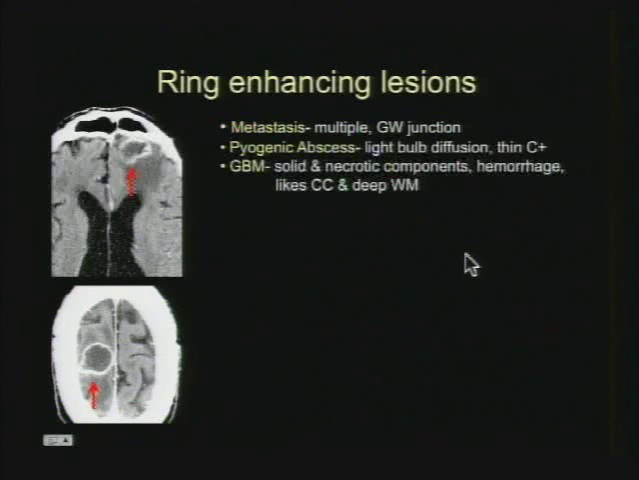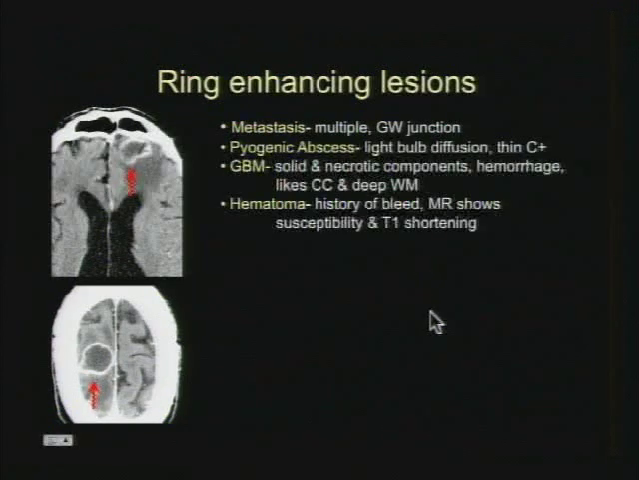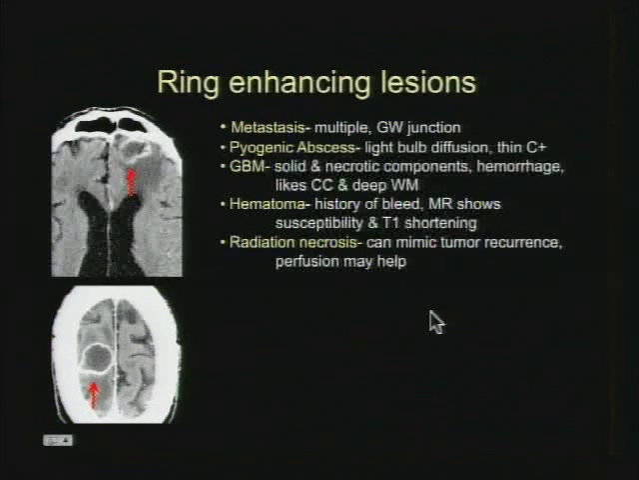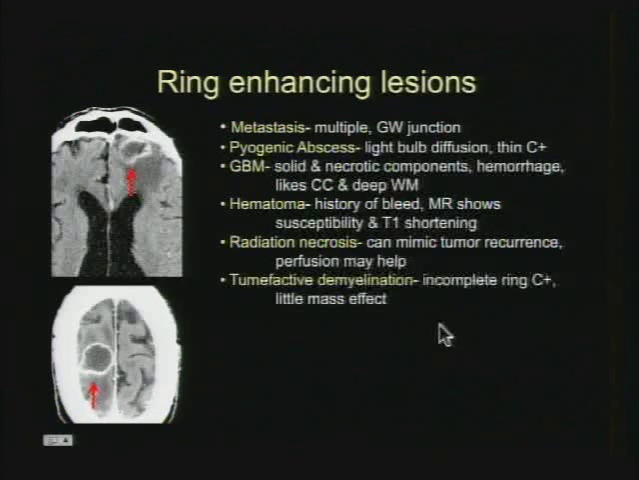GBM, we've seen, usually have solid and necrotic components. They like the corpus callosum and the deep white matter, but of course they have a multitude of different imaging appearances. Hematoma, remember subacute hematoma can have ring enhancement. Radiation necrosis, usually the enhancement here is more feathery, not as much ring enhancement, but it can be a mimicker, and perfusion can help. Tumefactive demyelination, this is a big one to remember.